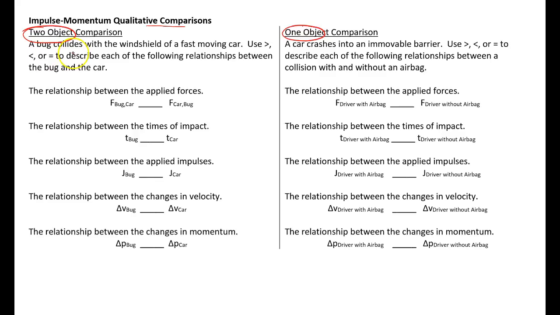On the left-hand side, you have a bug colliding with the windshield of a car. I'm going to use these inequality signs and equality to describe each of the following relationships between the bug and the car. So from first semester, we know that when two objects collide, the forces they apply on each other should be equal. And if you recall, that's Newton's third law. Now that's between two objects.